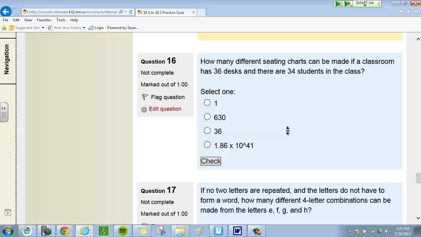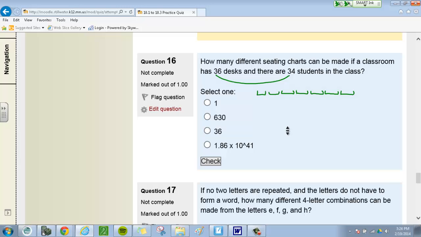So you're choosing 34 desks from 37. How many different seating charts can be made? I got a trick for you. Ready for this trick? Some people might say, okay, this is what you got to do. You got 34 students in class, right? You're choosing 34 students from 36 desks. You're giving these desks to the students, right? So you have to have 34 buckets. I wonder if this would work.